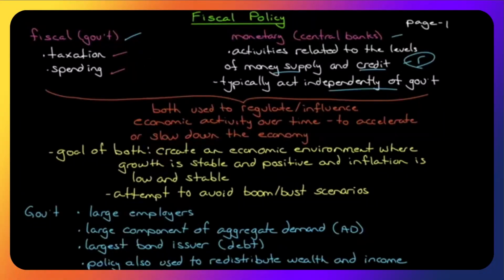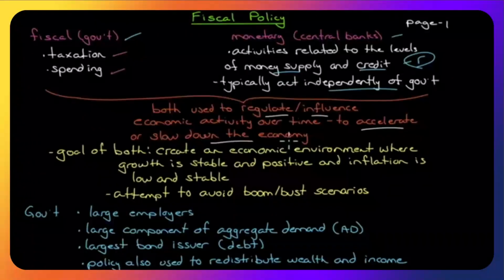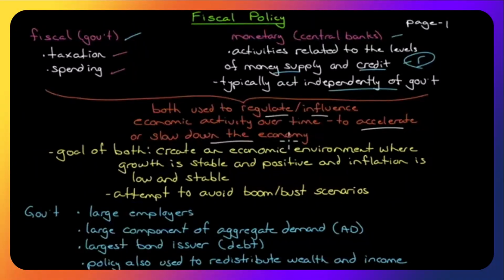Both the fiscal and the monetary are used to regulate or influence economic activity over time, to either accelerate economic activity or to slow down the economy when there are signs that the economy is overheating, like overinvestment in a particular sector that is creating what appears to be a financial bubble, or a level of inflation that is becoming uncomfortable for the central bank to want to live with. The goal of both is to create an economic environment where growth is stable and positive, and inflation is low and stable. The first one is typically referred to as full employment, the full employment mandate, and the second one is typically referred to as the price stability mandate.